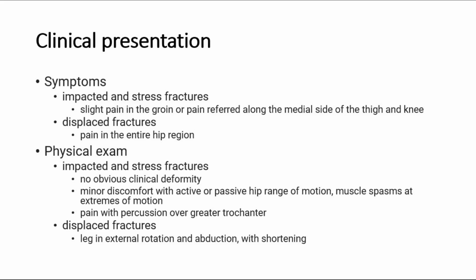On physical exam, in impacted and stress fractures, there is no obvious clinical deformity. Patient might have minor discomfort with active or passive hip range of motion, muscle spasms at extremes of motion, and pain with percussion over the greater trochanter. Whereas for displaced fractures, the patient's leg will be seen in external rotation and abduction, with shortening of the leg noted.